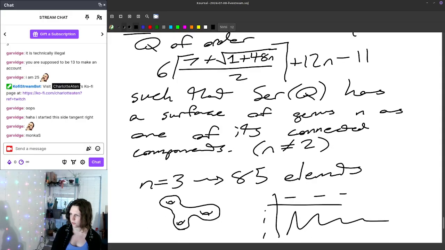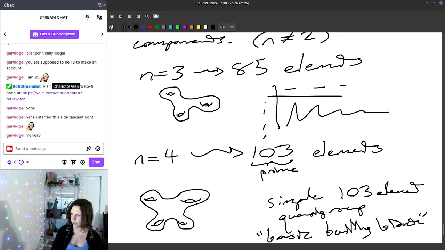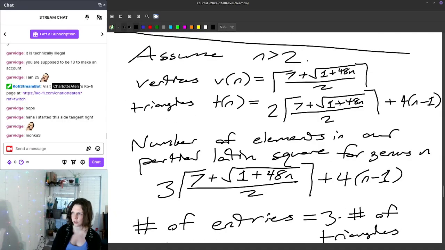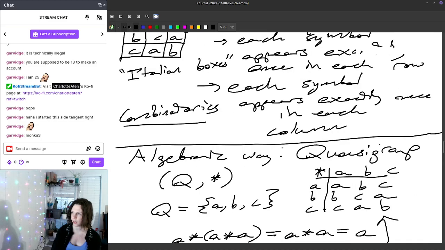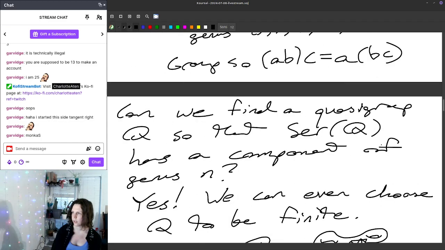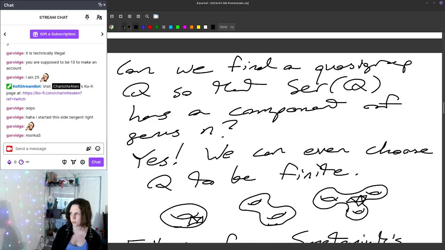So that's something. And then I had said, really though, I care about the higher dimensional version of this. So the analog of this question, can we find a quasigroup so that the construction of the quasigroup has a component of genus n? There's a higher dimensional version of that. If you give me a certain higher dimensional manifold, it's like the 3D or 4D or 17-dimensional version of what I just did here.